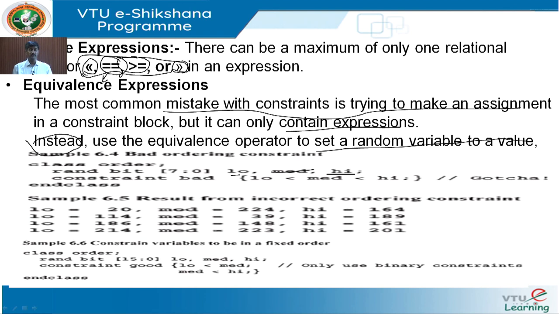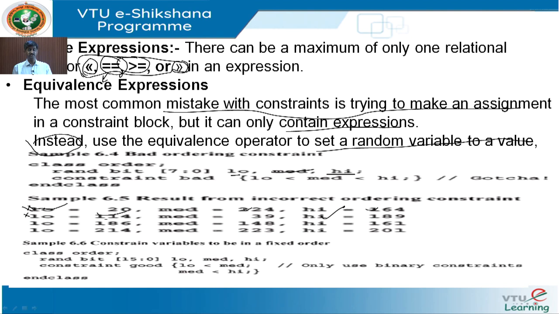Let us simply put a value: let us say low as 20, medium as 224 and high as 164. Is it comparable? No, it is an incorrect order, it is a failure, right? Because my order should be from low to medium, medium to high. Low is correct, but medium and high should be interchanged. So that is why it failed. Again, low will be 114, medium will be 39 and high will be 189. High is correct, but low and medium should be interchanged, so it failed.